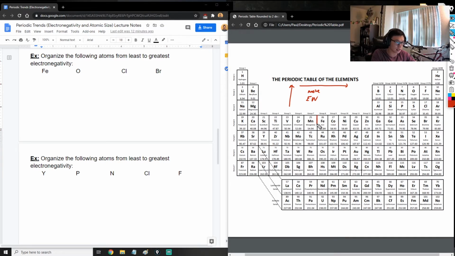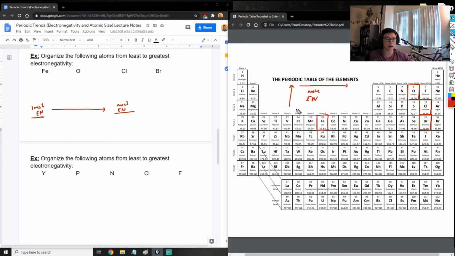We just have to find these elements. Fe is right here in the middle. O is right here on the top right. Cl is right here. And Br is right here. I boxed our elements, so hopefully that'll help you. We're going to start from the least electronegative and go to the most electronegative. So let's put these in order, starting with the least electronegative.